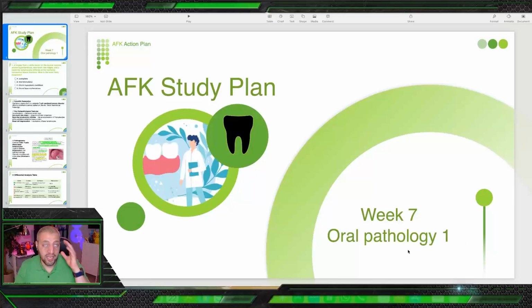Oral pathology is an extremely important and annoying topic, honestly. When you study pathology, you feel like you are diseased now, you are infected now. So for oral pathology, you need to be smart when you study this one.